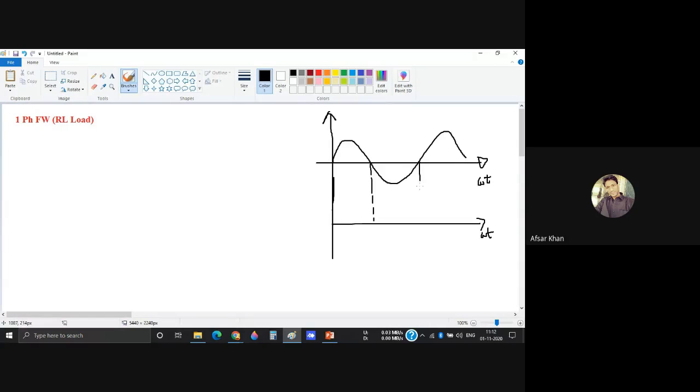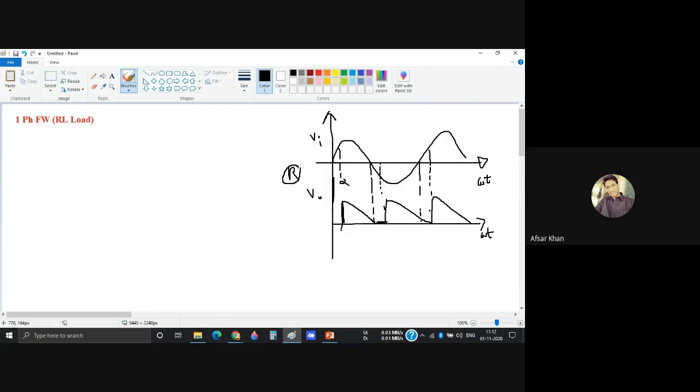If there is R load, and suppose this is your firing angle alpha. At this firing angle, the thyristors start conducting, meaning you are getting the output voltage like this. Okay, the output. You might have seen this waveform. Then after this, for this period, it will become zero output. Then again, for full wave rectifier, it will start like this. Yes, this is for R load.